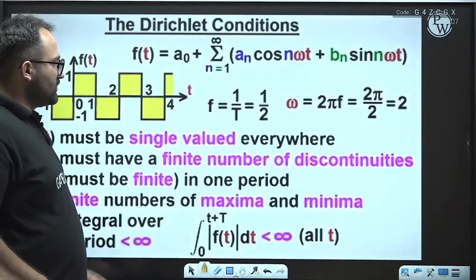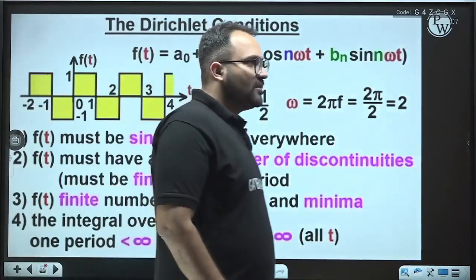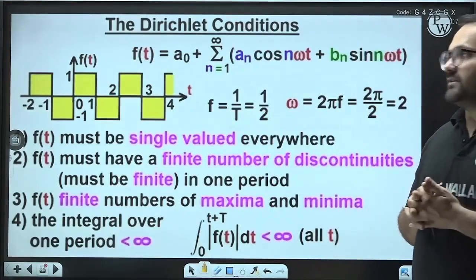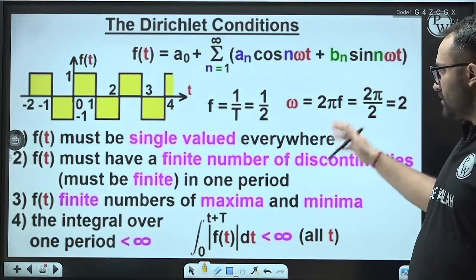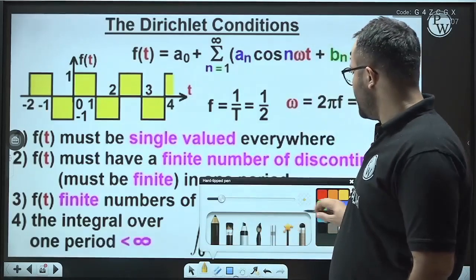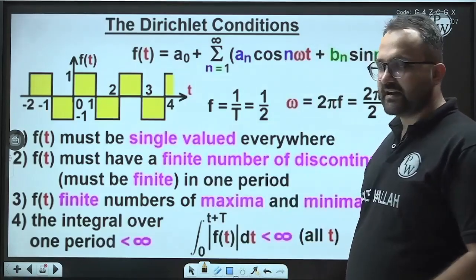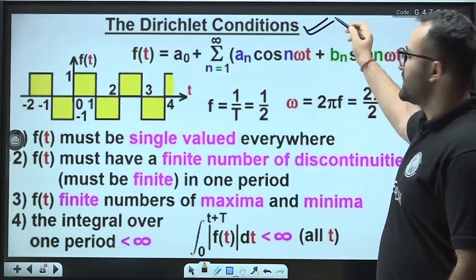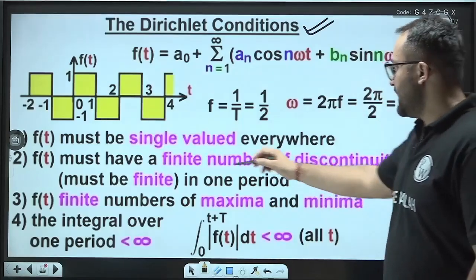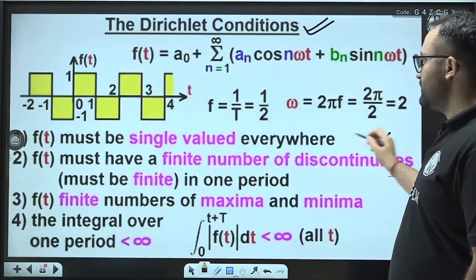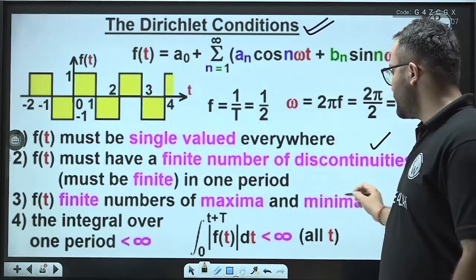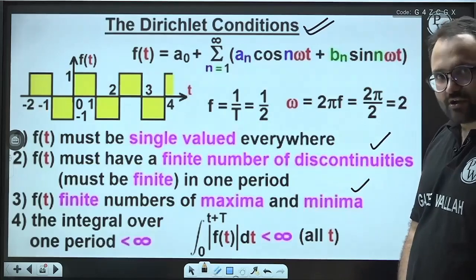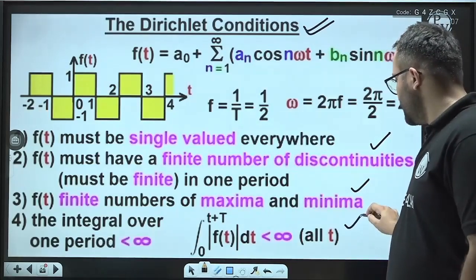Great. Now the last topic is these conditions that are called the Dirichlet conditions. You may remember these properties because they can be asked in the GATE exam directly. Dirichlet says that the Fourier series of a signal can be calculated only when f(t) has a finite number of discontinuities over a period, f(t) has a finite number of maxima and minima over a period, and it is integrable over a period.